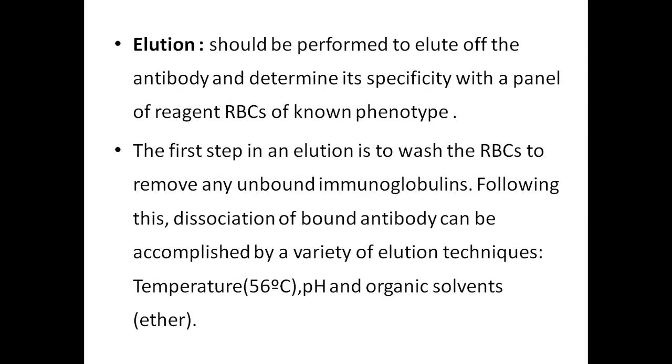Elution should be performed to elute the antibody and determine its specificity with a panel of reagent red blood cells of known phenotype. The first step in an elution is to wash the red blood cells to remove any unbound immunoglobulins. Following this, dissociation of a bound antibody can be accomplished by a variety of elution techniques: temperature at 56 degrees Celsius, pH, and organic solvents like ether.